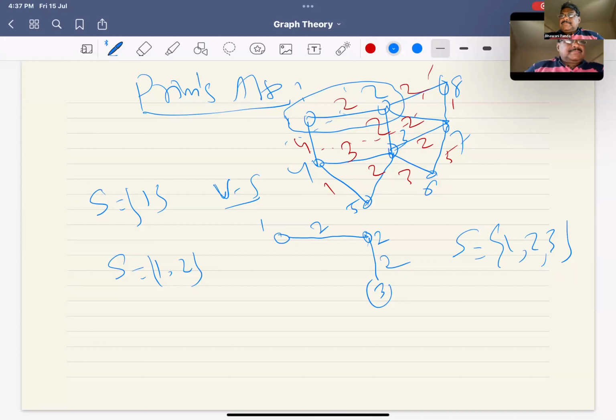Yes, so I can select 2 to 8. No, 5 is not there. S to V minus S: in our case, S is {1, 2, 3}. 3 to 5 may be the option, right? 3 to 5 may be the option. Okay, I'll select 3 to 5.